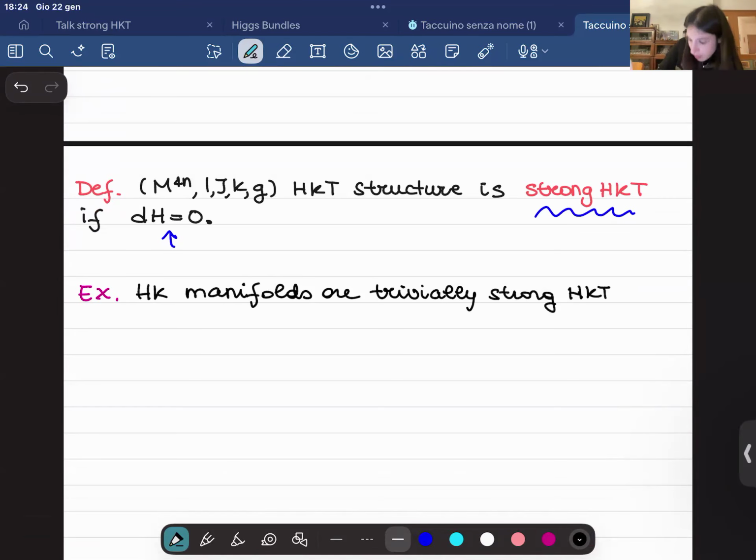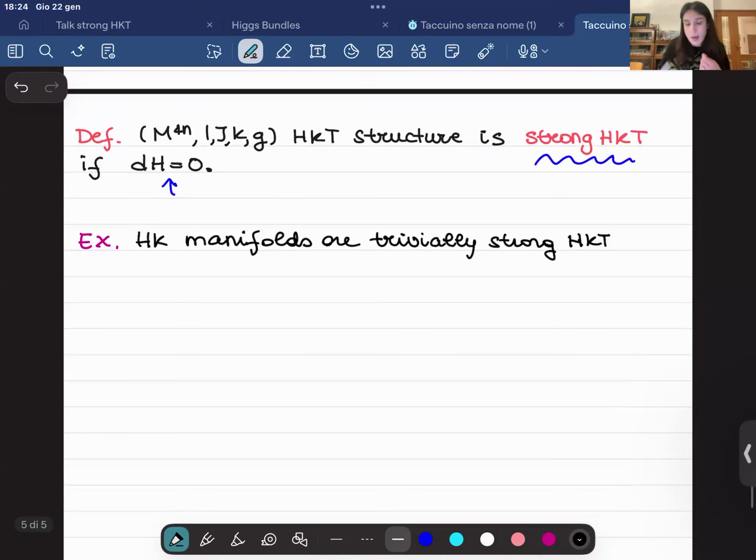And why is this true? Well, of course, in the hyperkähler case, as I told you, the Bismut connection coincides with the Levi-Civita one. So nabla B is the Levi-Civita. And furthermore, the torsion is 0, and so also its differential is equal to 0. So H is identically 0 and also its differential.